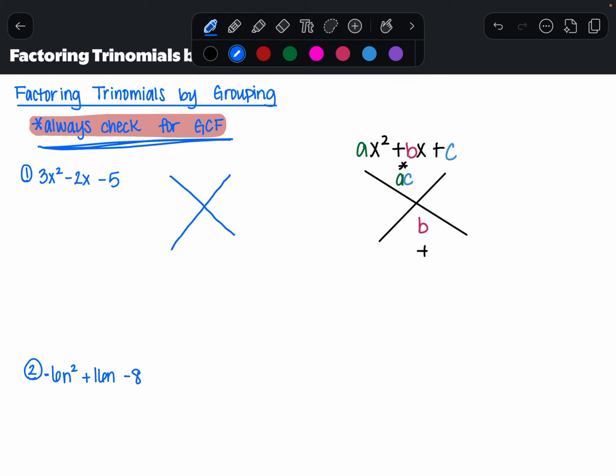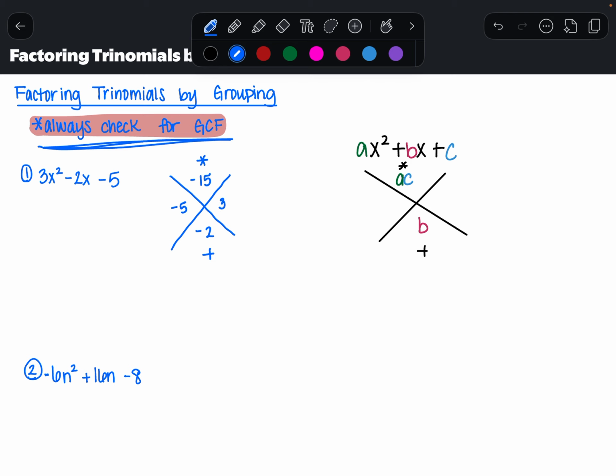I'm going to put a times c at the top. a is 3 and c is negative 5. If you multiply those two, you get negative 15. And b is going to go on the bottom. Now what we're trying to figure out is, what numbers multiply to negative 15 but at the same time add to negative 2? Those two numbers are going to be negative 5 and 3.